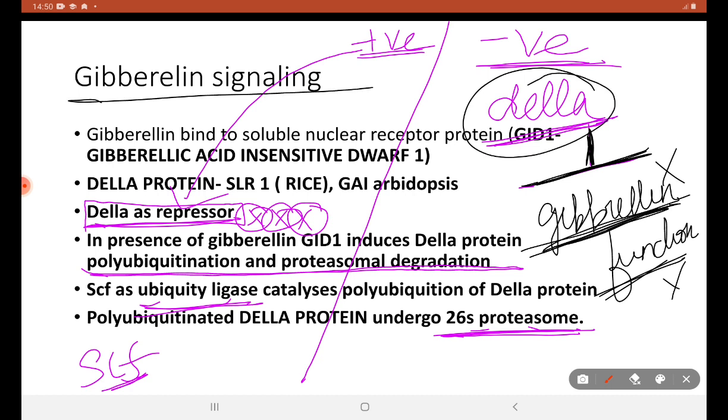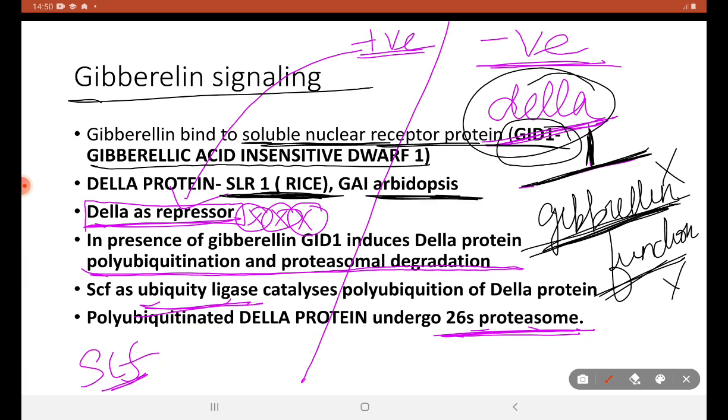And the one thing we should remember is the soluble nuclear receptor protein, that is GID1, gibberellic acid insensitive. And what DELLA protein is called in various other plants, in rice and in Arabidopsis. This is the short note about the gibberellin signaling pathway.